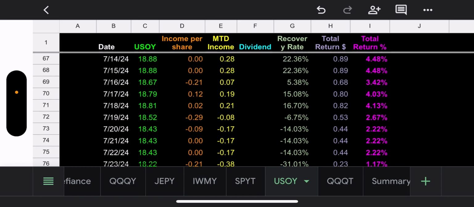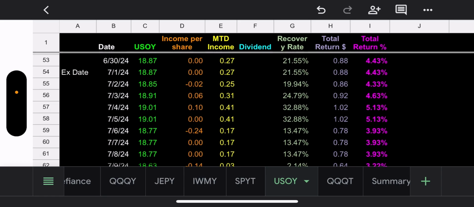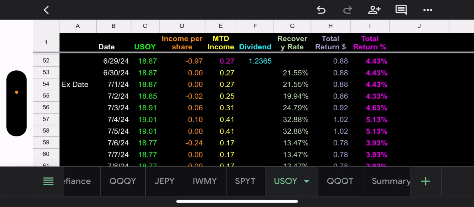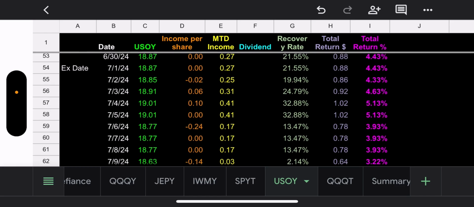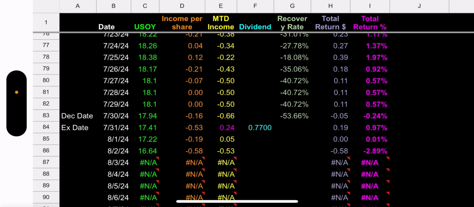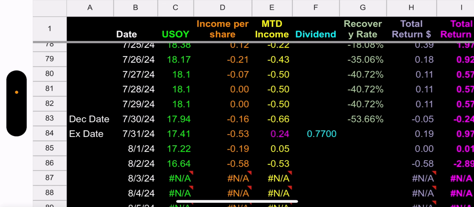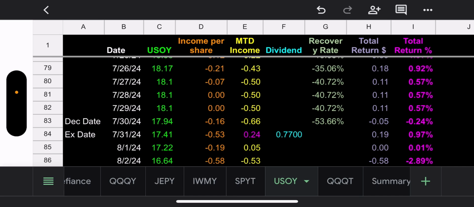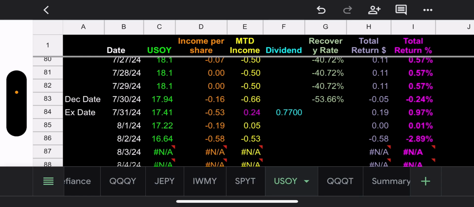Now USOY, how did they do? All right, they paid what? What the heck did they pay? They paid $1.23 the previous month. Did they recover it? Let's scroll to the bottom. They did not. In fact, they recovered negative. Again, it was this horrible month for everyone. We know this, all right? So they lost 66 cents per share, but they did end up paying 77 cents per share. Okay, so refresh, new month, on X date, they did make 24 cents, but then they lost 19, and then they lost 58 cents. So they're down 53 cents month to date income for the month so far.